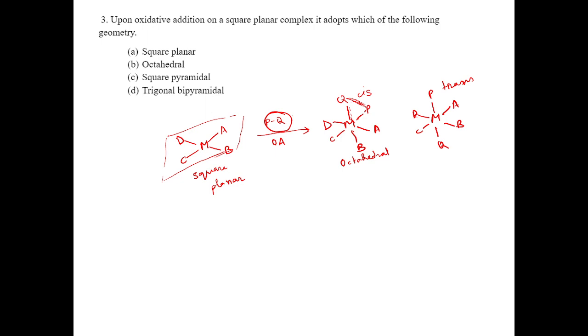But in most cases, the square planar complex, after the oxidative addition reaction, will go to the octahedral geometry, because one molecule is breaking apart and two centers are attaching to the metal center, right? So that's why we need two more sites to accommodate those. So it goes from square planar to octahedral.